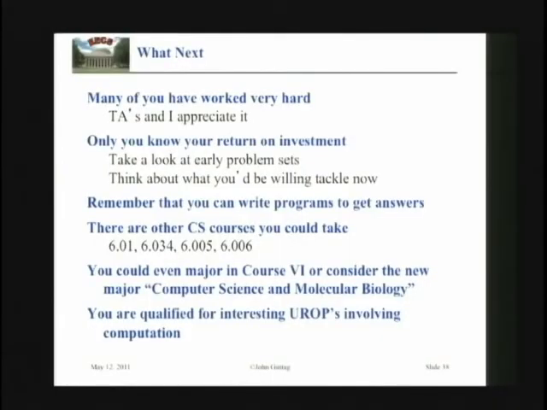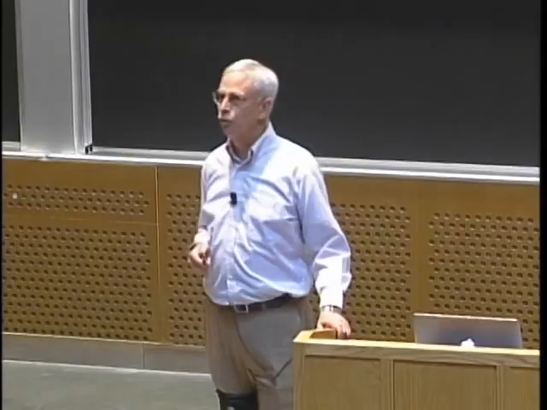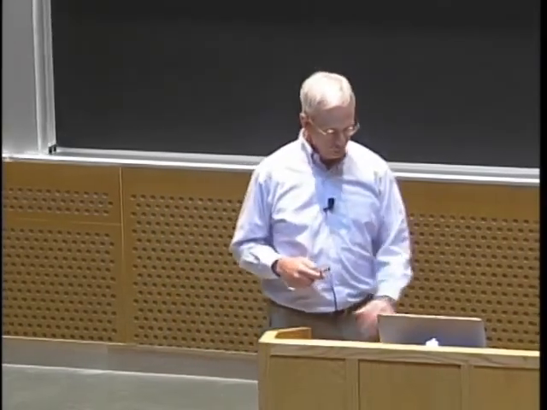I hope it's good. Remember, as you go forward in your careers, that you can now write programs to solve problems you need to solve. Don't be afraid to do it. If you like this, there are plenty of other CS courses that you now could take. You're actually equipped probably to take any one of these four courses based upon what you've learned in 600. You could major in course 6 or think about the new major in computer science and molecular biology. And you're certainly qualified to go off and look for UROPs that involve serious programming.